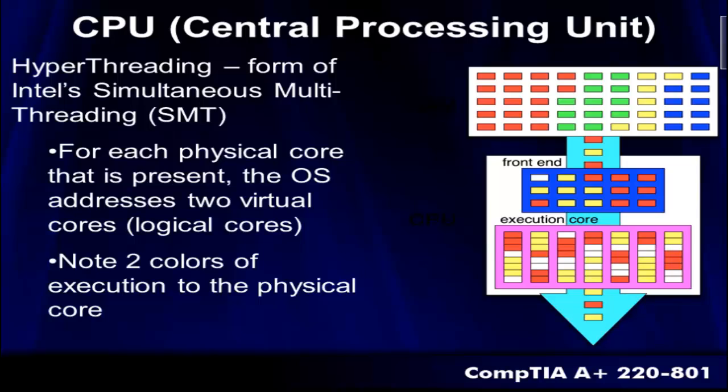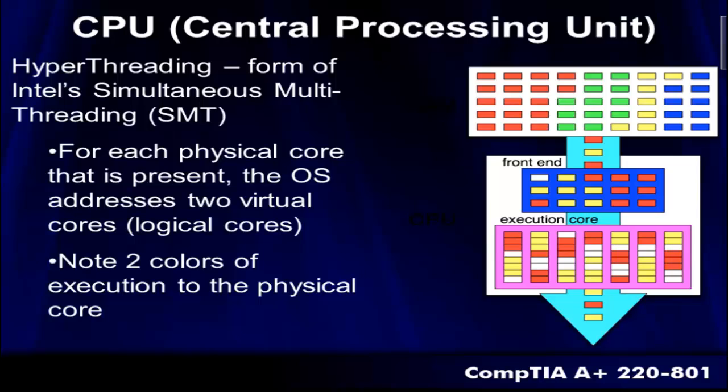But here's what's happening. Coming down through that front side bus into this processor, it looks like both the red and the yellow programs are sending instructions or data. Now what we have is one physical core. And for each of the physical cores in this processor, there happen to be 2 threads of execution. Hyperthreading is that. It is simultaneous multiple threads coming to a single execution core.